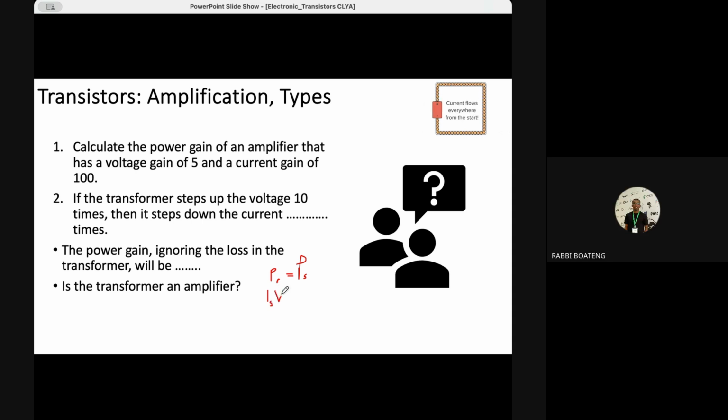And I saw that P is equal to I times V, so we're going to get IP multiplying the VP. Is that okay? Then at the end, we expect to get IS multiplying the VS. If you make these things the subject, at the end of the day we are going to get VS over VP.